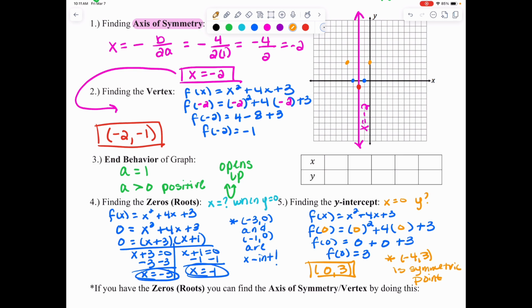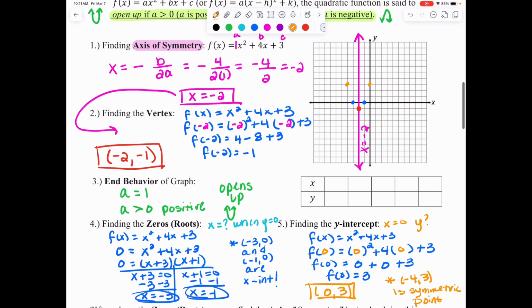And so now we should have enough to put these values in our table and make the rest of our graph. And we can go ahead and know that the vertex is going to be in the middle. So that was negative 2, negative 1. We know our roots are next. If we look at that picture, so negative 3, 0, and negative 1, 0. And then we had our y-intercept, which was at 0, 3, and our symmetric point is negative 4, 3. So now I can go ahead and draw in the parabola U shape for my quadratic function y equals f of x.